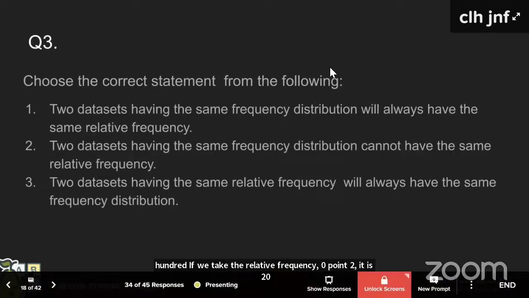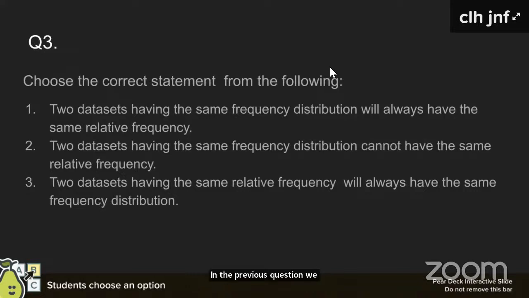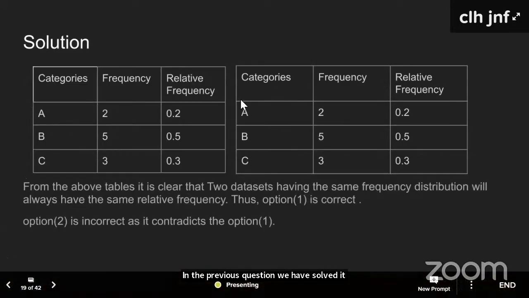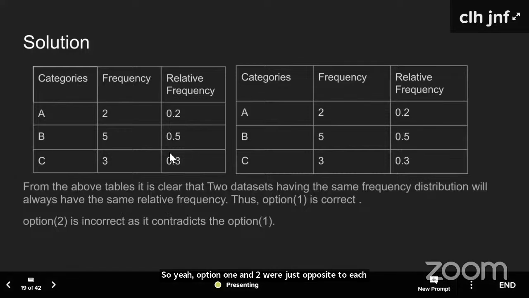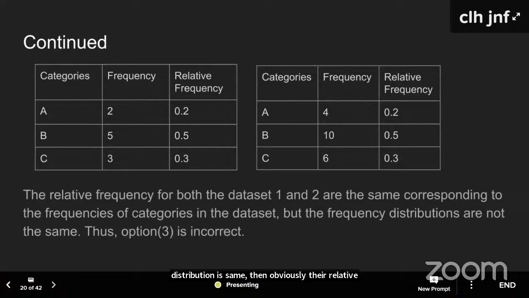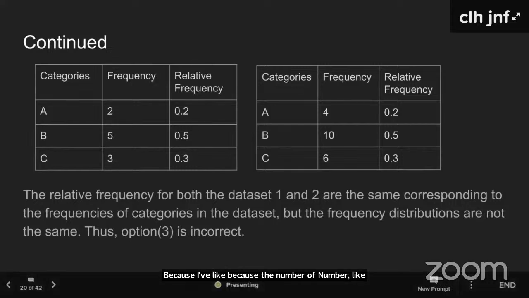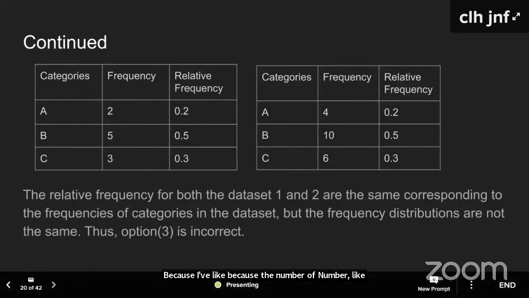Yeah, fine. The last two examples in the previous questions were related to this only. Yeah, the two previous questions support that statement number 3 is false. Options 1 and 2 were just opposite to each other. So we have seen that if the frequency distribution is the same, then obviously their relative frequency will be the same, because the count for the particular category and the total number of observations will be the same.